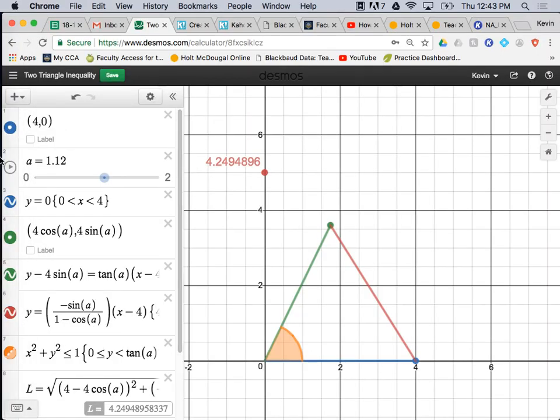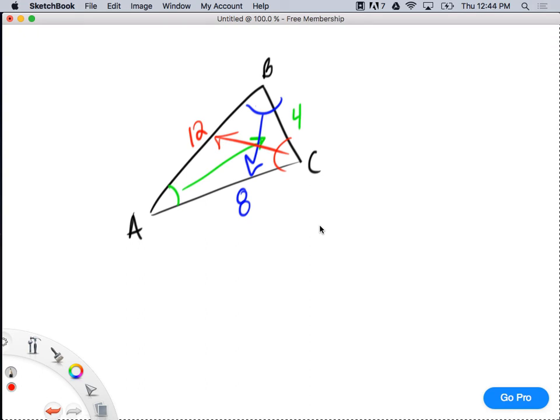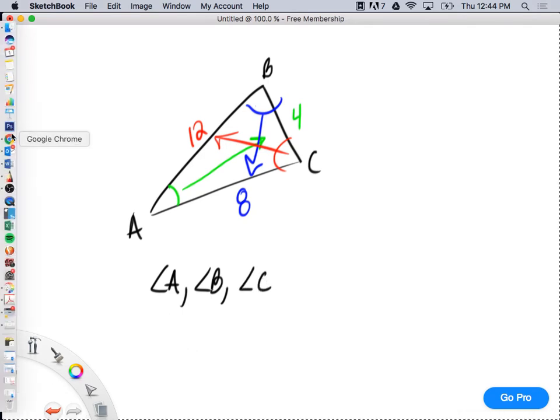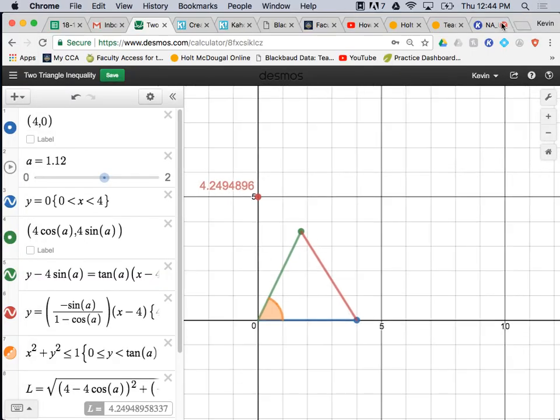All right. So if I were to write the angle measures in order from smallest to largest, angle A would be the smallest, then angle B, and then angle C. Oh, that's what you mean by ordering? Yes, ordering from smallest to largest.